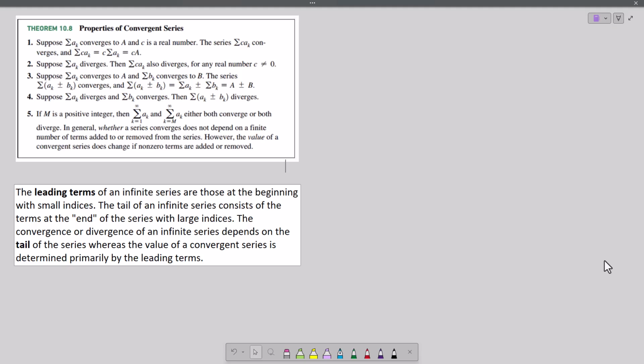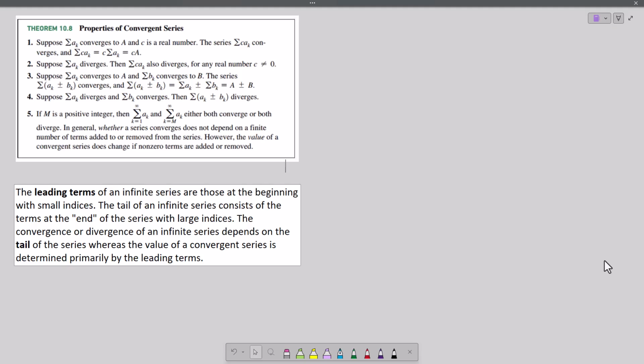If you have two series that converge, say to A and to B, and you create a new series by adding them together or subtracting them, you get a new series in each case, and both of those are going to converge to what you would expect. If you have a series that converges to A and a series that converges to B, if you add the two together, the new series converges to A plus B. So very intuitive properties, kind of like our limit properties.